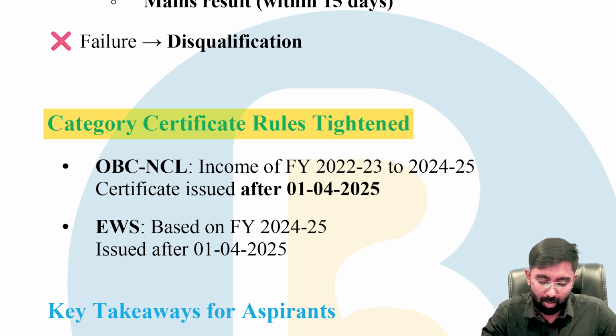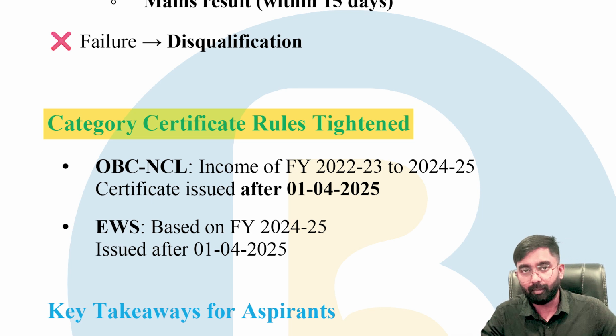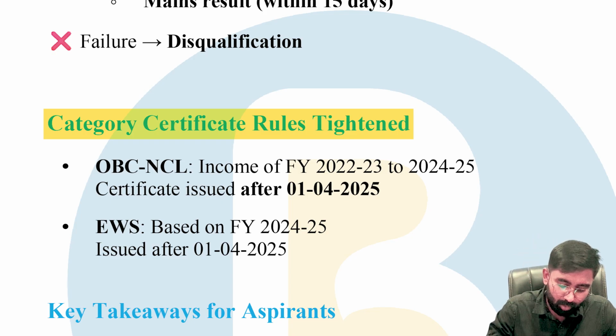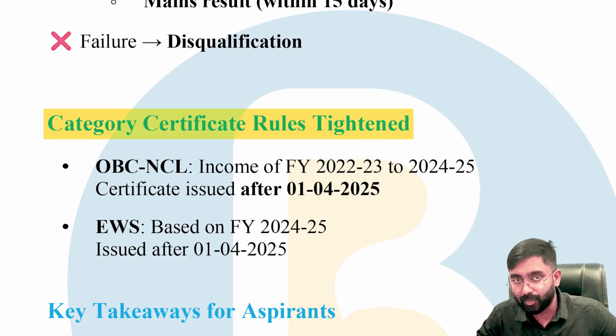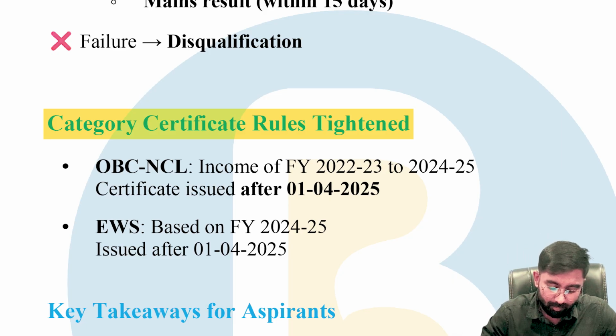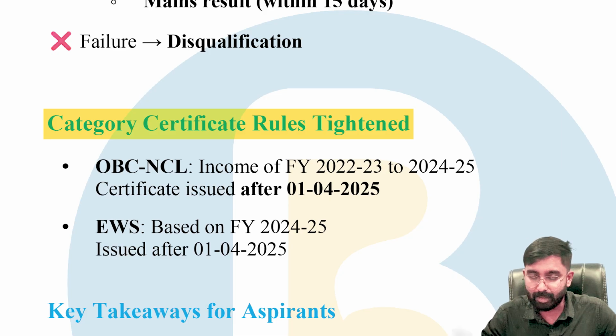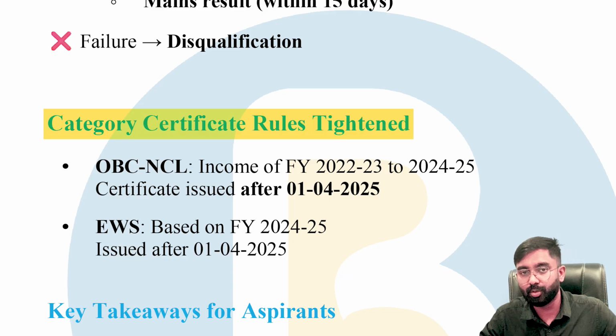So people who belong to OBC NCL, please keep this in mind, and people from the EWS category, you have to keep in mind that it should be based on financial year 2024-25, issued only after April 1st of 2025. So these dates are very important. If you have old certificates, please get them renewed, right? April 1st 2025 is the date, and the certificates should be issued only after that.